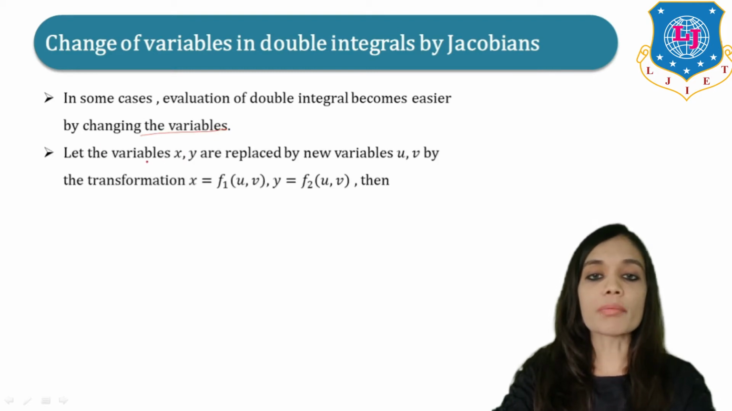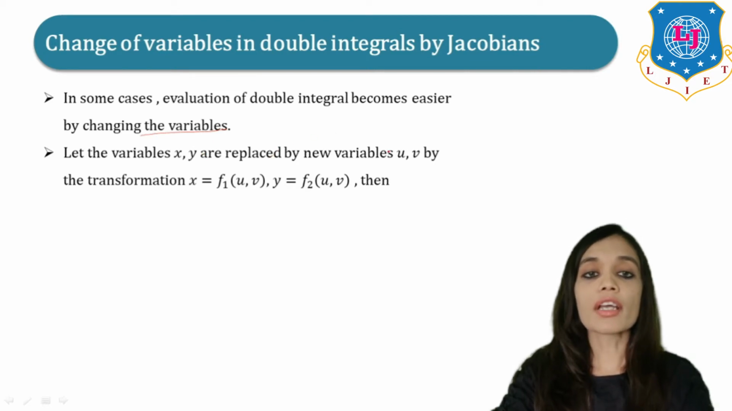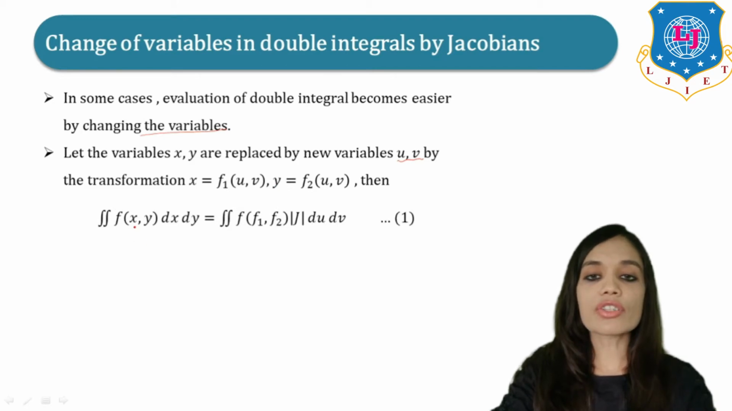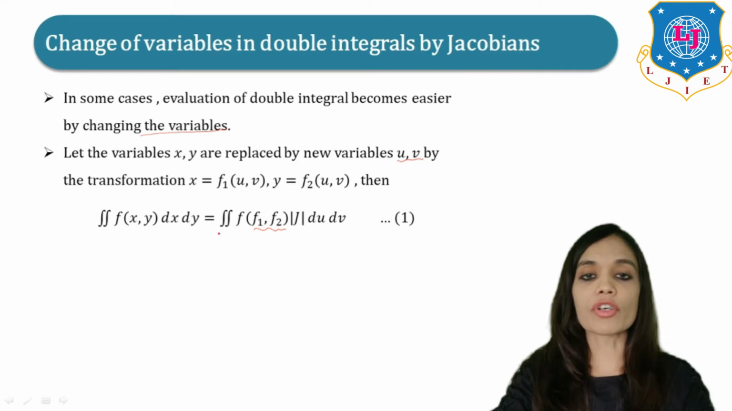Okay, let the variables x and y be replaced by new variables u, v by the transformation x equals f1 of u, v and y equals f2 of u, v. That is, x will be in the form of u and v and y will also be in the form of u and v. Then the double integration of f of x, y dx dy will be equal to the double integration of f of f1, f2 into mod J du dv. After replacing this, our function will be converted into uv form, right?